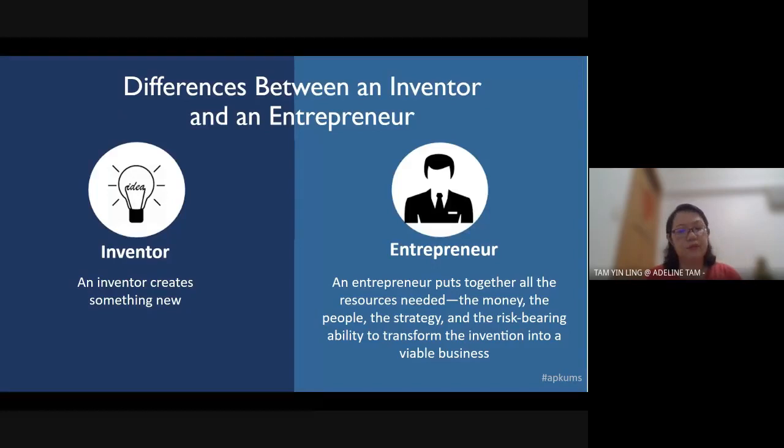So what is the difference between an inventor and an entrepreneur? Remember, inventors just create something new. For example, I can create a software. But if I keep the software for my own use, then I am an inventor, not an entrepreneur. An entrepreneur, like the Microsoft company, creates new products and sells them to many people, and helps many people with user-friendly products to help us use computers.